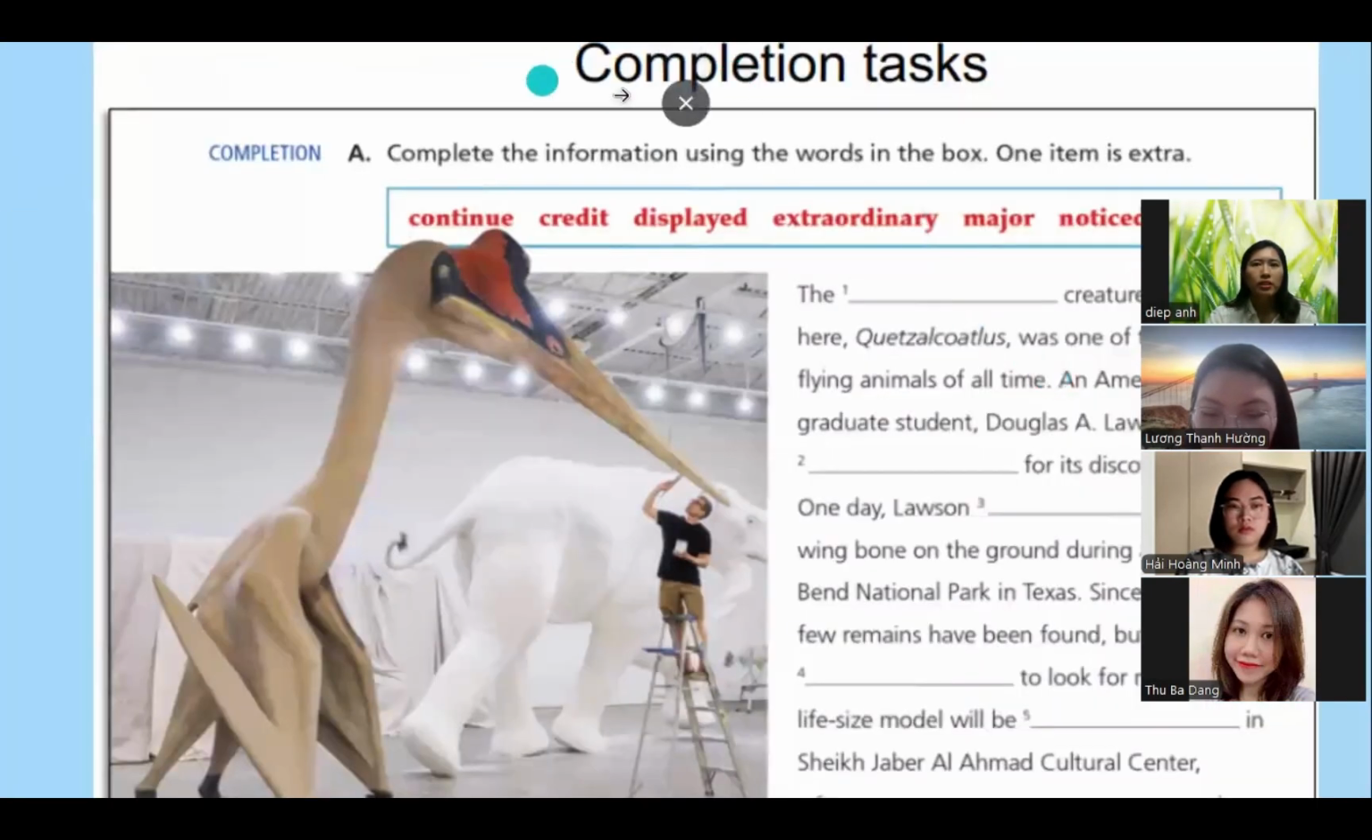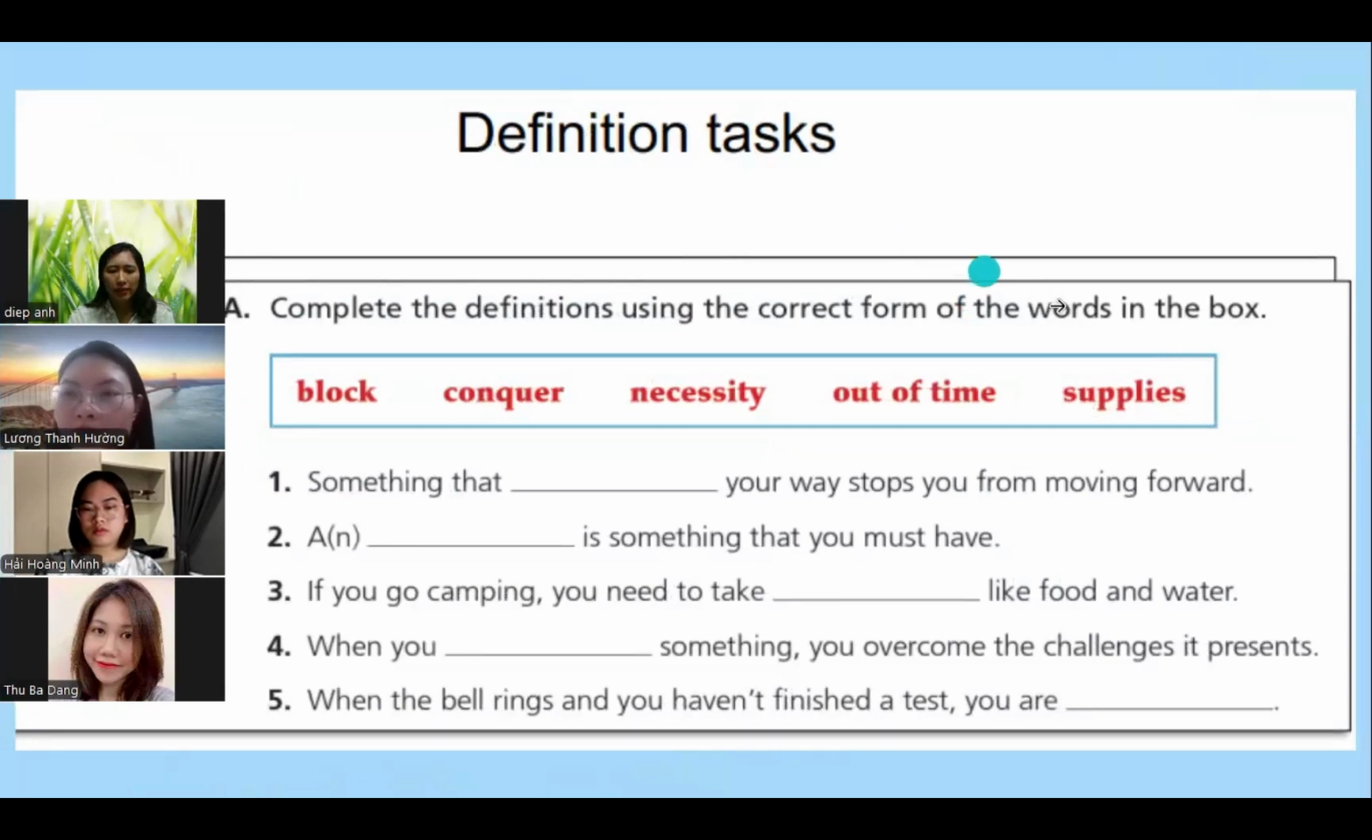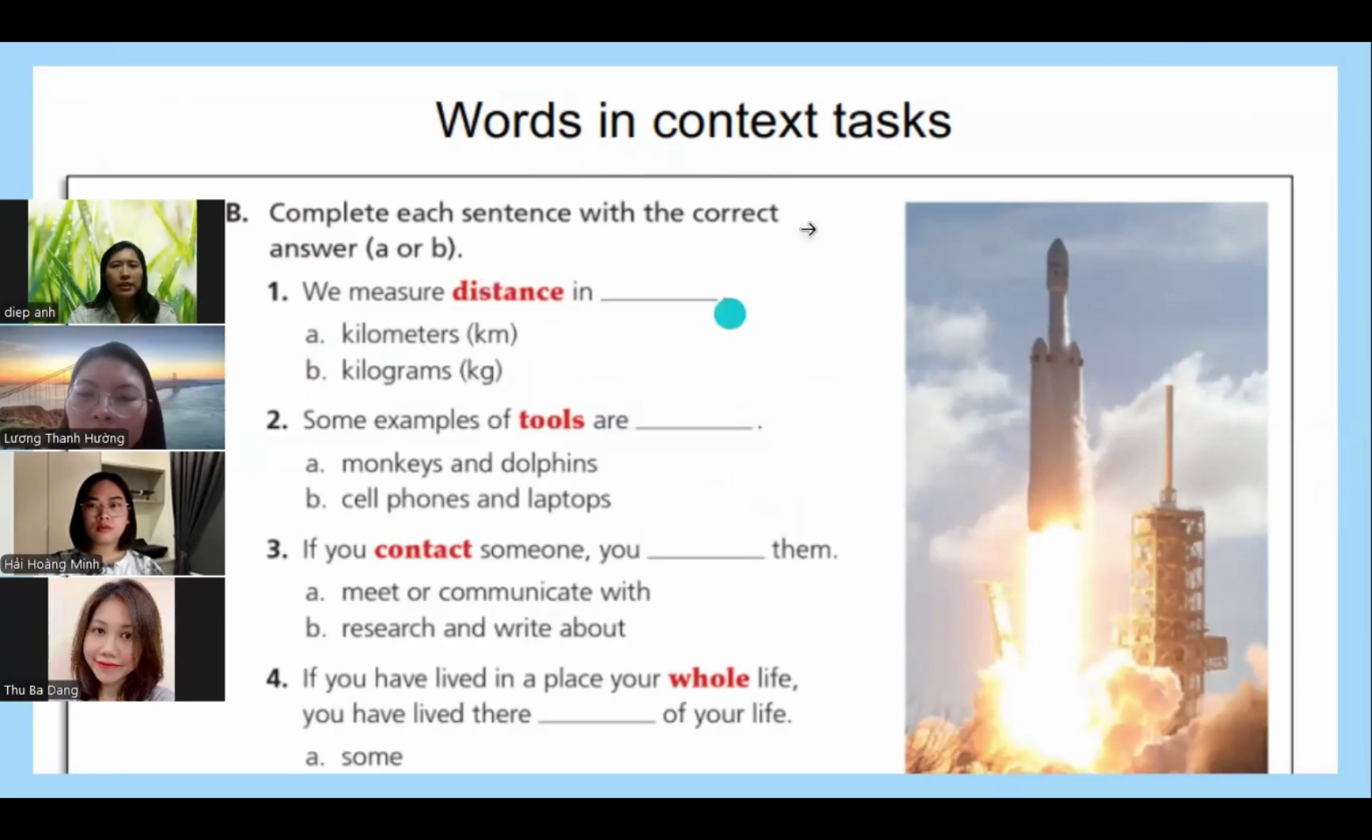And in detail, we have the completion task like this. This is an example to make a lesson of a completion task. And here is the example of the definition task. Give students definition sentences, and they have to give the word. And the third one is the context task. Take the vocab in a context to do this task.